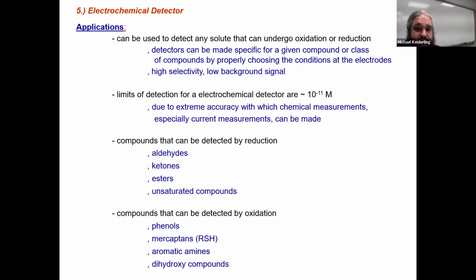The detectors can be made specific for a given compound or class of compounds by properly choosing the conditions of the electrodes. It has a high selectivity, a low background signal, but it only works for reactive solutes. The limits of detection are really great, 10 to the minus 11 molar. And this is due to the extreme accuracy with which electrical measurements, especially current measurements, can be made. You can detect things by reduction, like aldehydes, ketones, esters, unsaturated compounds. Things that can be detected by oxidation are phenols, mercaptans, aromatic amines, hydroxy compounds.